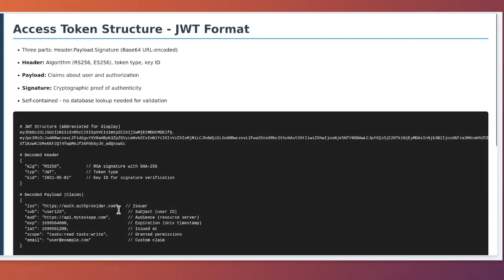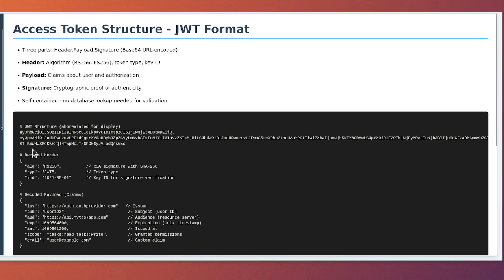Access token structure: JWT format. Many modern authorization servers issue access tokens in JSON Web Token, or JWT, format. Understanding JWT structure is crucial because it affects how you validate and use these tokens. A JWT is a self-contained token that includes all the information needed to verify its authenticity and extract claims about the user and authorization. JWTs are particularly popular because resource servers can validate them without making calls back to the authorization server, enabling stateless, scalable architectures.